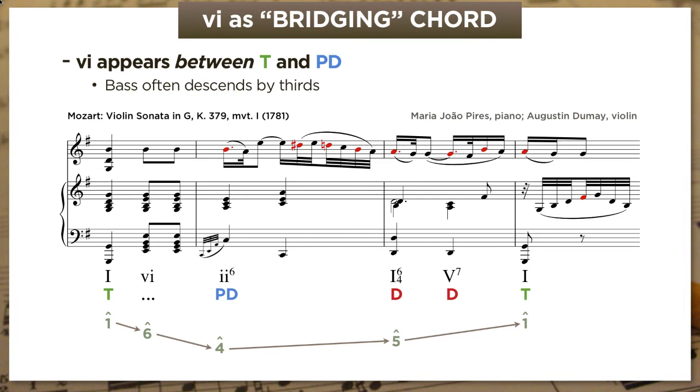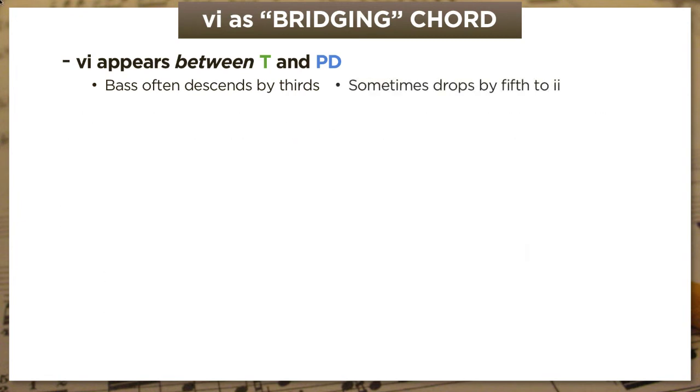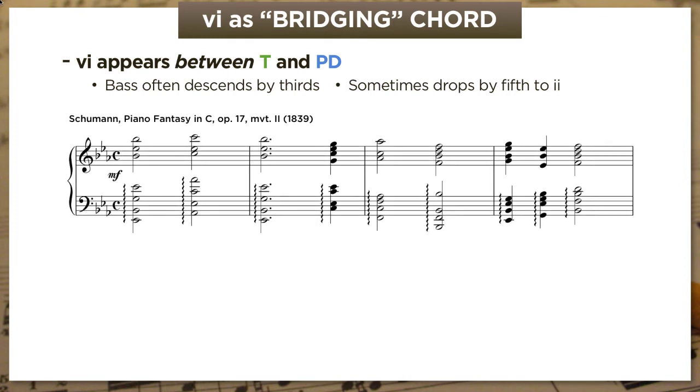But the bass doesn't always fall by thirds. Another option is for the bass to fall by fifth from 6 into a 2 chord. We see this in Schumann's C major piano fantasy. It starts with a standard plagal progression, 1 to 4 to 1. And it ends with tonic moving through 1-6 into 5.